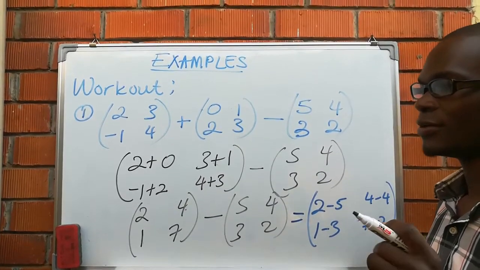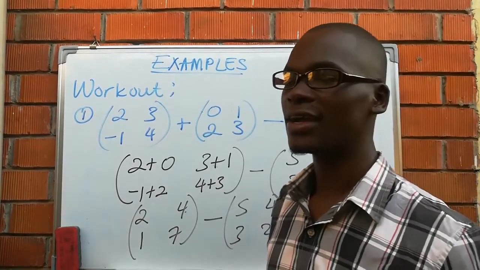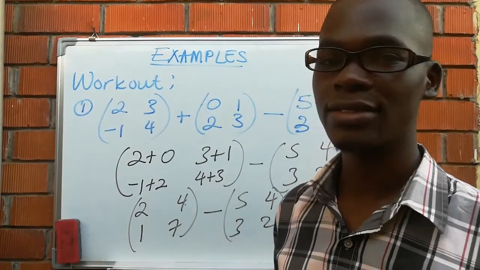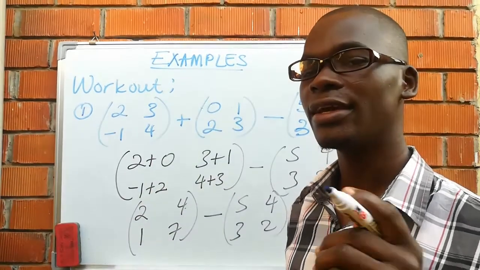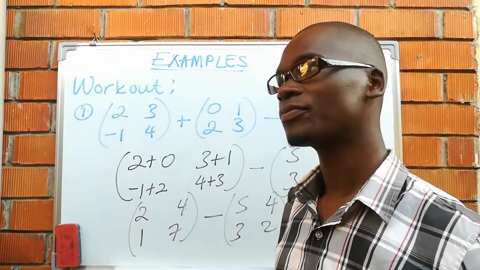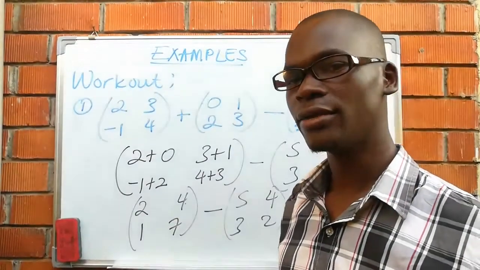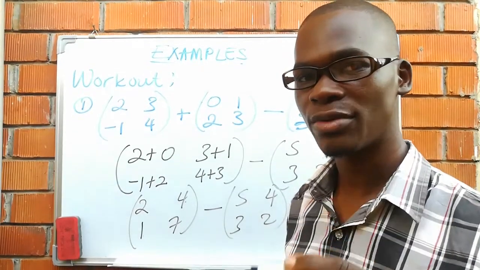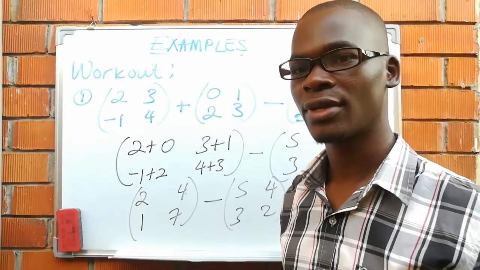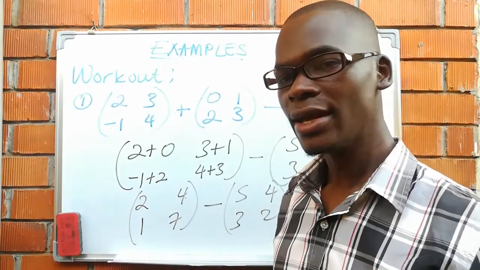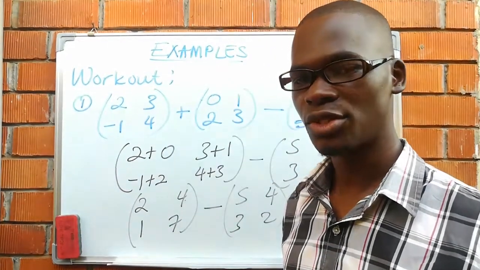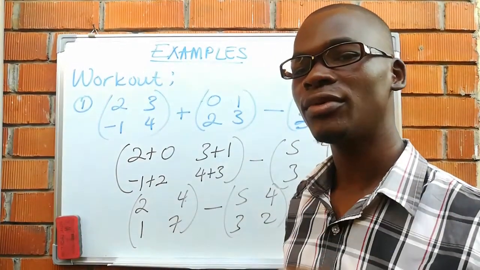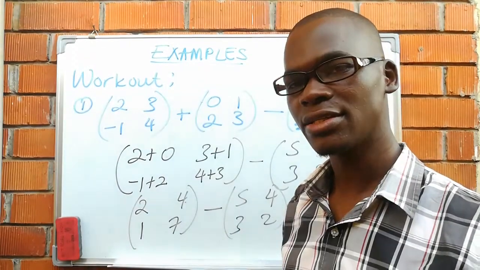As we are summarizing addition and subtraction of matrices, the key points to note are: 1. We only add or subtract matrices if they are of the same order. 2. When adding or subtracting matrices, we deal with corresponding elements of the matrices.